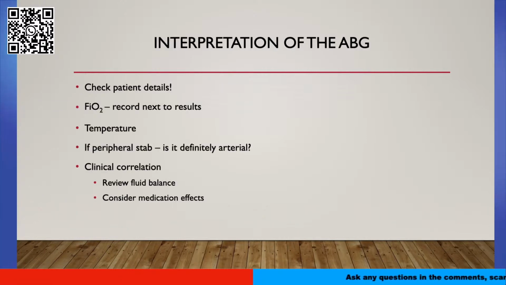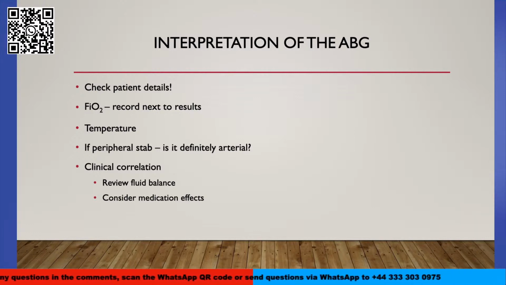So a few top tips for when you're interpreting your blood gas results. First of all, check that you've got the right patient's details, particularly in an acute situation. Often someone might take the gas and somebody else will take it to be analysed. Make sure that it's always clear which patient the sample is from.